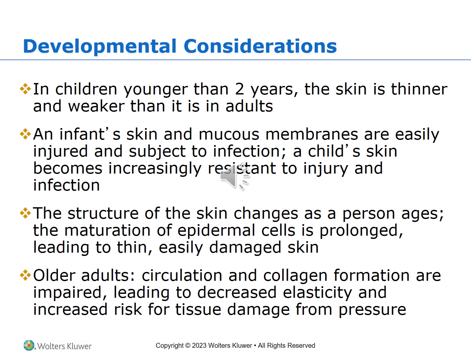The structures of the skin change in a person with age. So the maturation of the epidermal cells is prolonged, leading to thin, easily damaged skin. So that cellular reproduction is prolonged. In older adults, circulation and collagen formation are impaired, leading to decreased elasticity and increased risk of tissue damage from pressure.